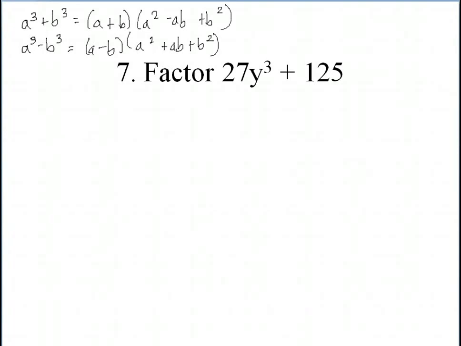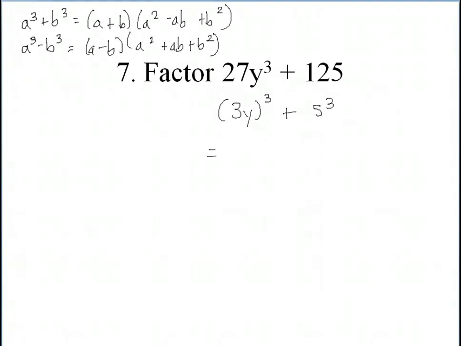You're going to have to practice to be able to recognize perfect cubes. In this case, we have two perfect cube terms. And we can rewrite this first term as 3y cubed, and the second term is 5 cubed. So in our case, a would be 3y, and b would be 5, and we have a sum. So we're going to use this first formula.